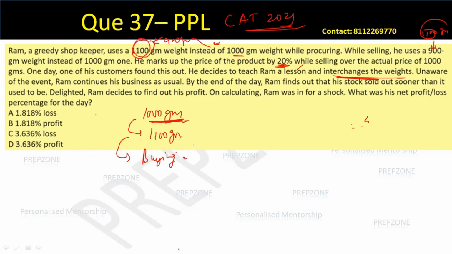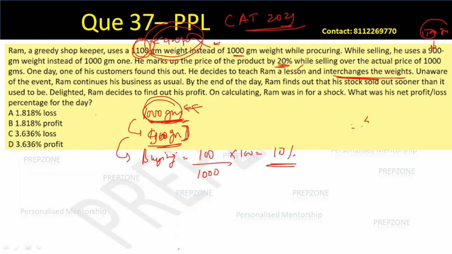So when he's trying to buy, he's actually paying for 1000 gram only, but he's now getting 900 gram and not 1100. My bad, because earlier it was 1100 gram, now this is 900 gram. So now he is actually paying for 1000 gram, but he's only getting 900 gram. So how much is the loss here? The loss is 100 gram, but because he's actually paying for 1000 gram, what is his loss percentage? 10% is his loss.